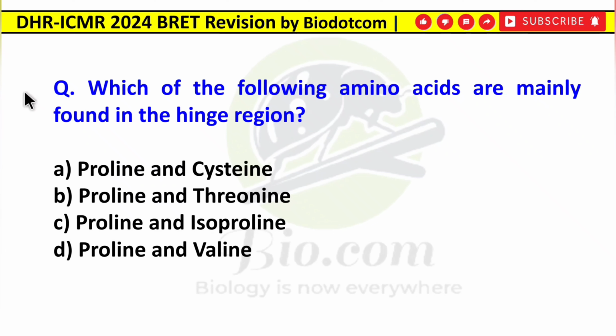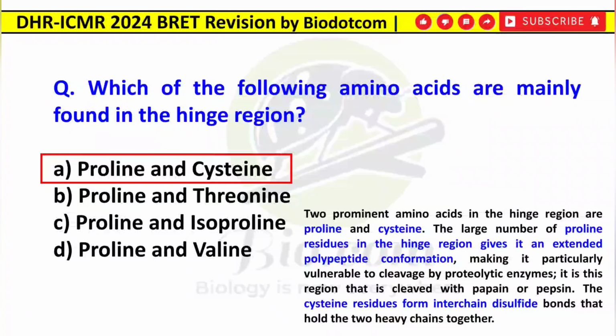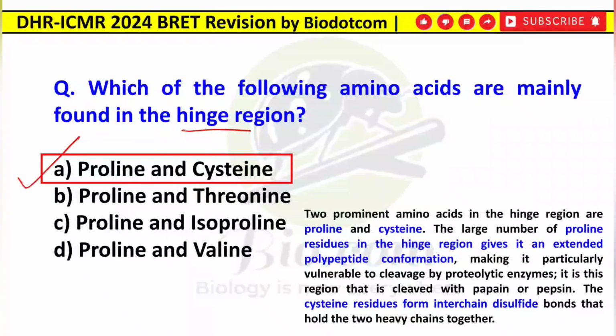So the first basic question is, which of the following amino acids are mainly found in the hinge region? Is it proline or cysteine, proline and threonine, proline and isoproline, or proline and valine? So basically it is proline and cysteine which is present in the hinge region. The most commonly occurring amino acids in the hinge region are proline and cysteine.